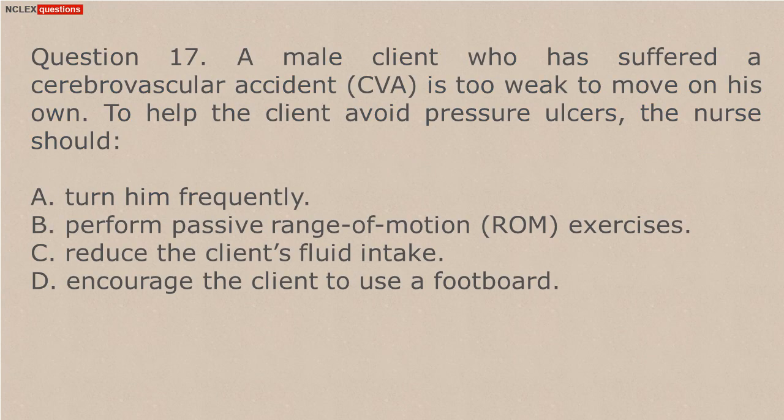Question 17. A male client who has suffered a cerebrovascular accident (CVA) is too weak to move on his own. To help the client avoid pressure ulcers, the nurse should: A. Turn him frequently. B. Perform passive range of motion (ROM) exercises. C. Reduce the client's fluid intake. D. Encourage the client to use a footboard.